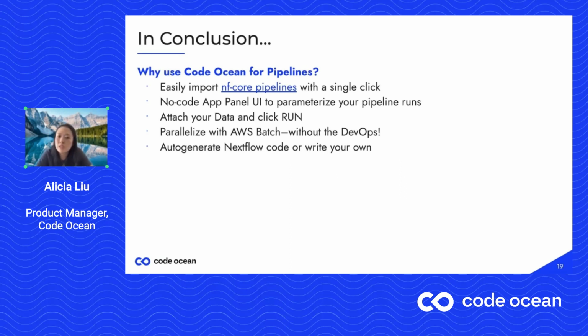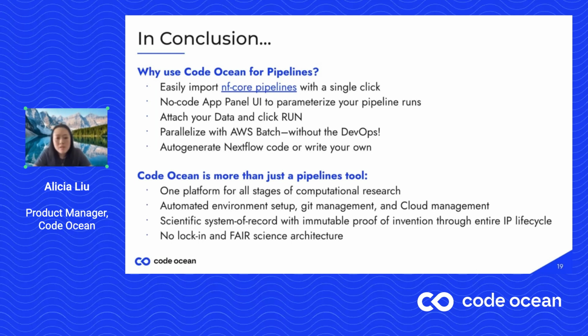AWS Batch is pre-configured and ready to go. No user level setup required. And if you're interested in building your own pipelines, we support a drag and drop UI that auto-generates Nextflow code. For all of the Nextflow experts out there, you can also just write pure Nextflow script in Code Ocean.